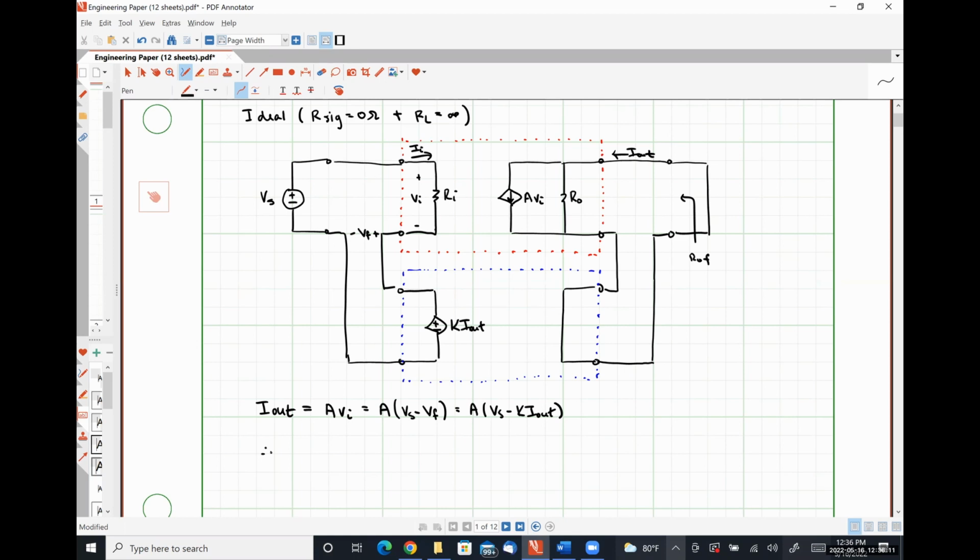And rearranging, we have I out times 1 plus KA is equal to A VS, and therefore our gain with feedback AF should be I out over VS in this case. Looks like A over 1 plus KA, so we do have a negative feedback amplifier.